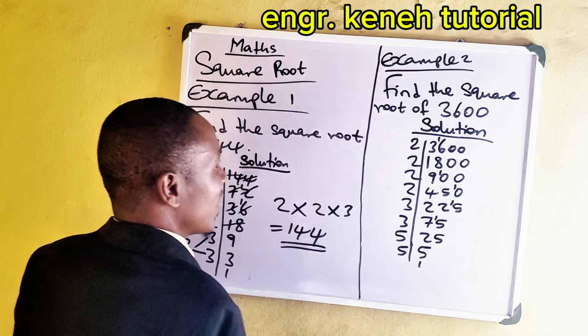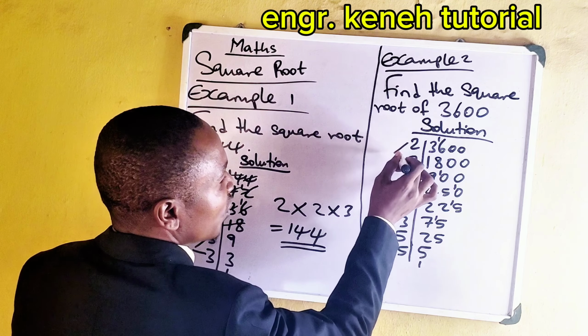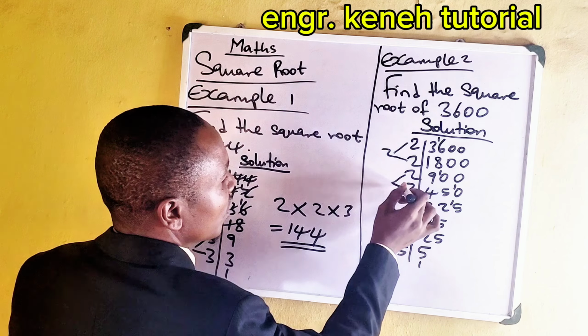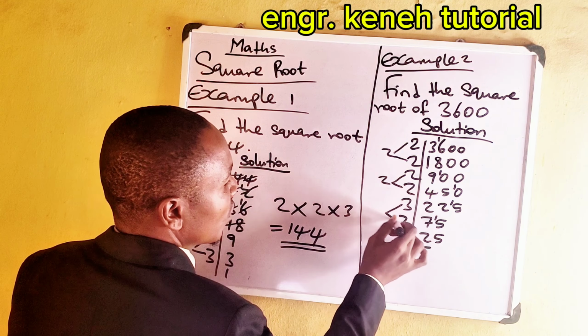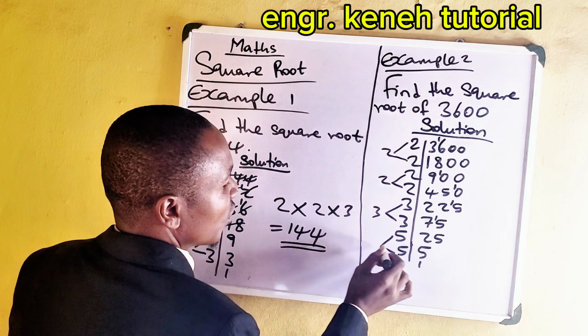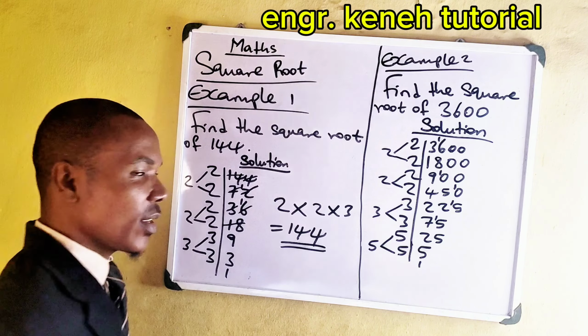So, because you are talking about square root, when you pick 2, you call it 1. Pick 2, you call it 1. You pick 2, you call it what? 1, like this. Can you see that?